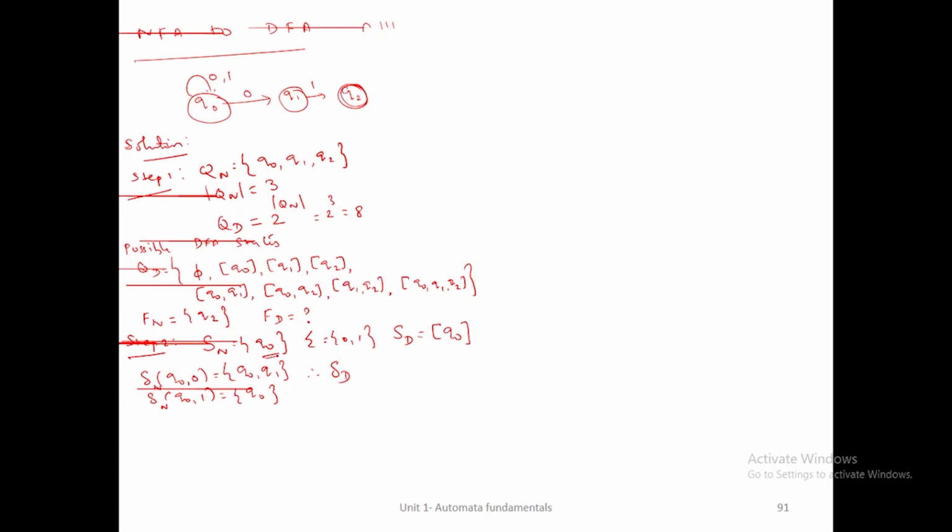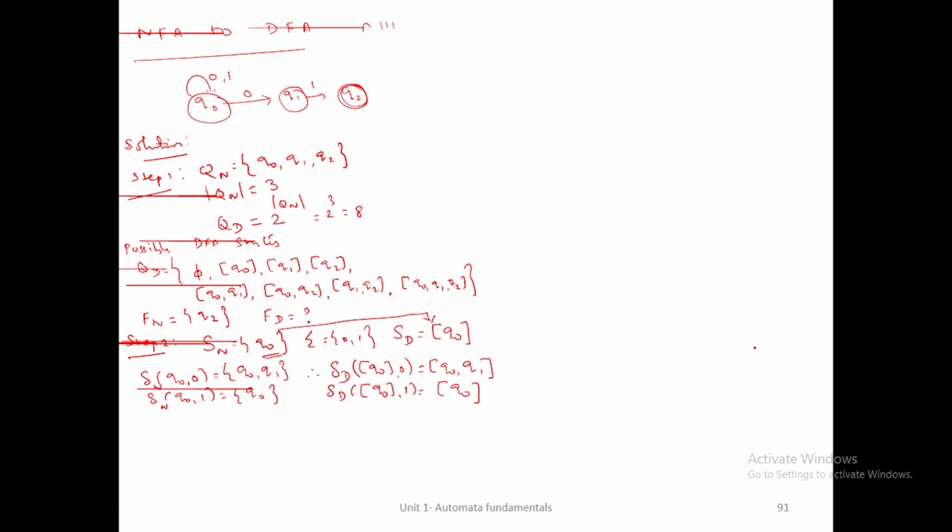Because this is the starting state of NFA, the same will be represented within square bracket in DFA. So delta D of square bracket of Q0, 0 is the same answer, but that should be written within square bracket. And delta D of square bracket of Q0, 1 is equal to Q0. So this is the answer I retrieved.